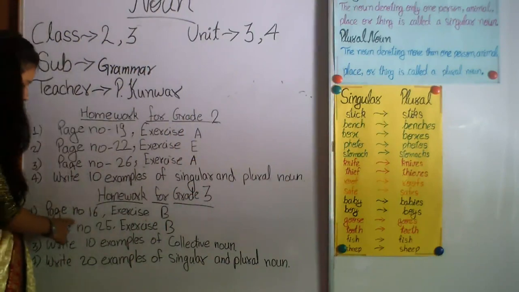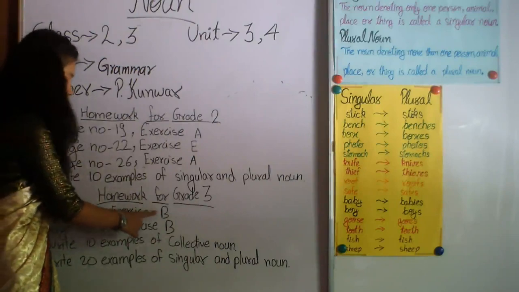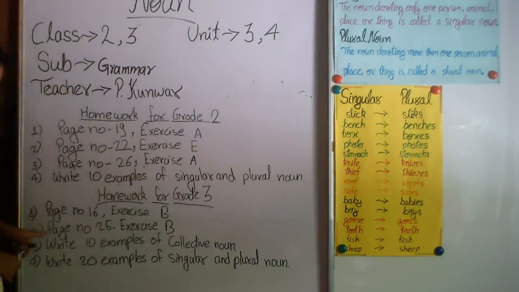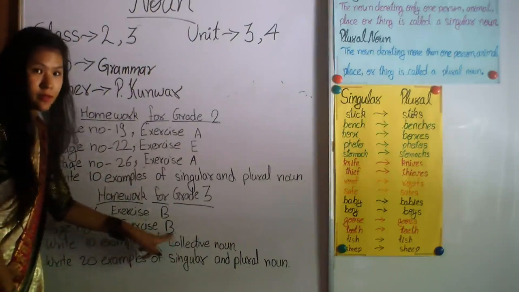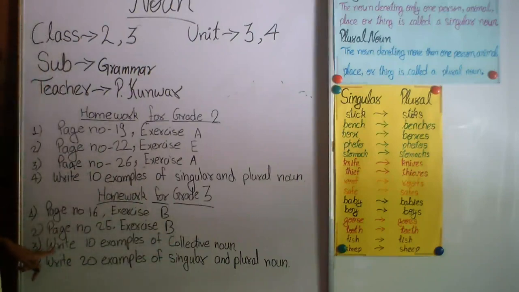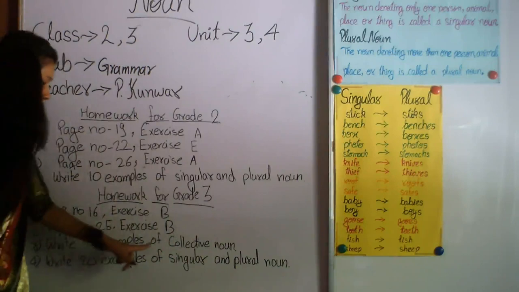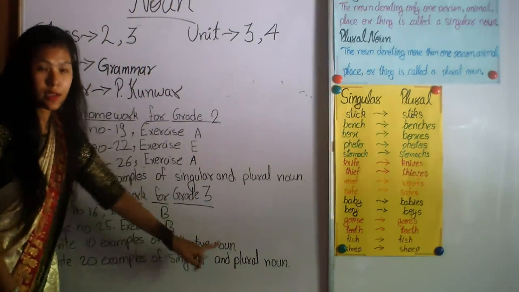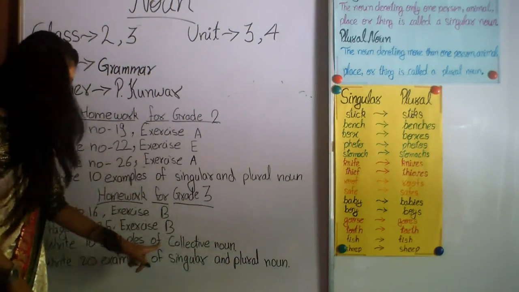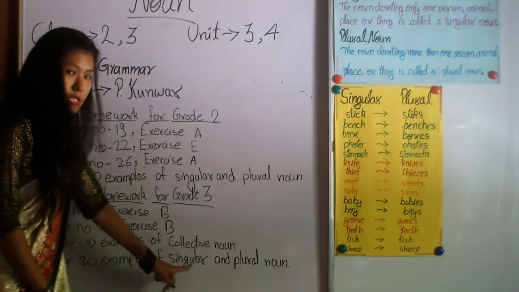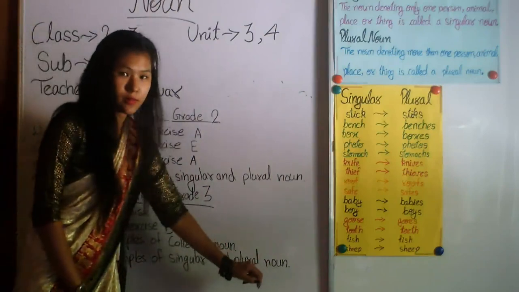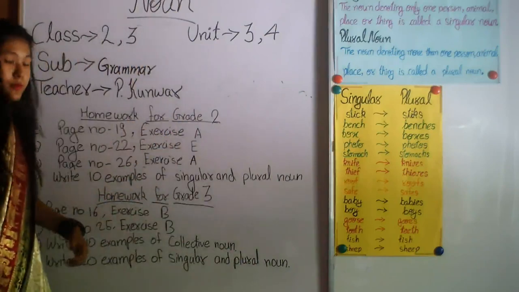And homework for grade 3. Go to page number 16, exercise B. Second, go to page number 25, exercise B. Third, write any 10 examples of collective nouns. And the fourth one is write 20 examples of singular and plural nouns. So this is the homework.